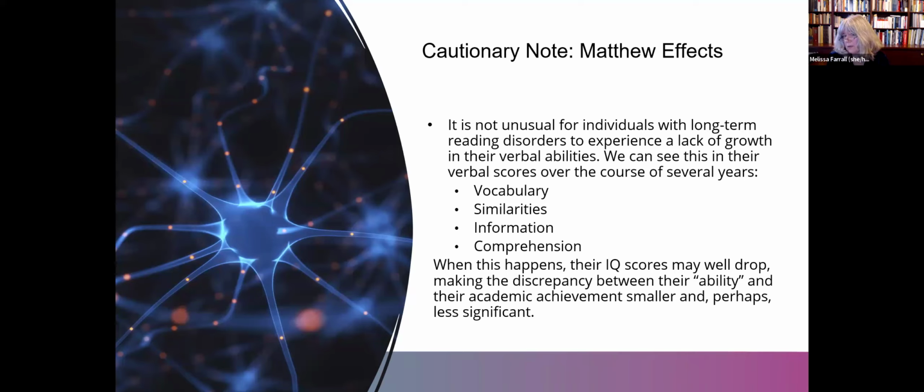Information is a test. These are all Wechsler scale tests, but information lets us look at the ability to remember factual information related to history or science or general knowledge. And comprehension is the ability to answer why questions, but these are all tasks that presume verbal thinking skills. And you can't develop your verbal thinking skills in the way that you should if you are not reading.